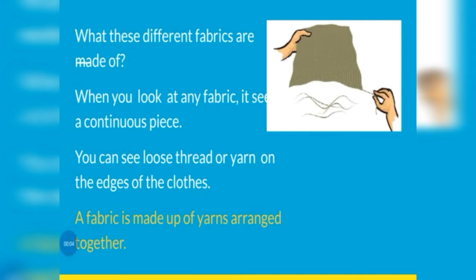What are these different fabrics made of? You can see loose thread or yarn on the edges of the clothes. A fabric is made up of yarns arranged together.